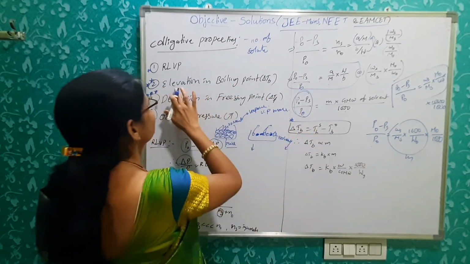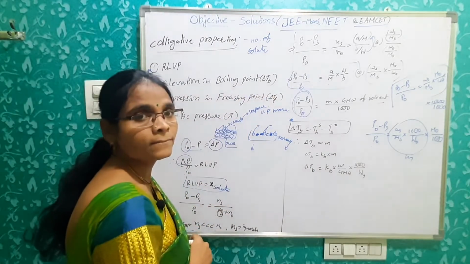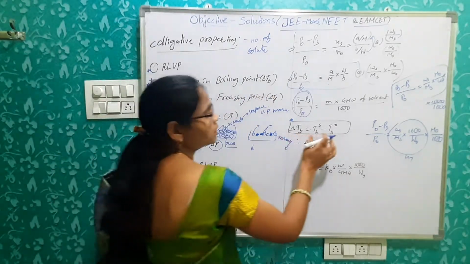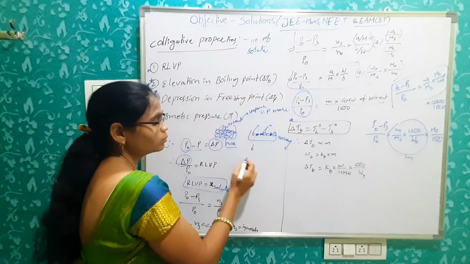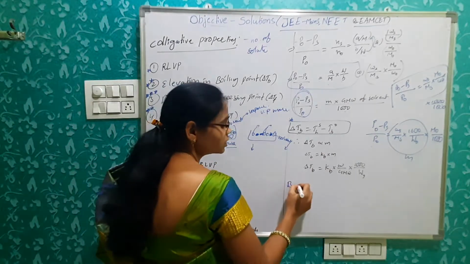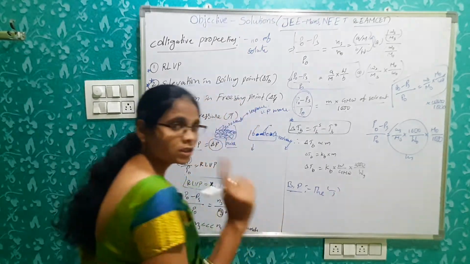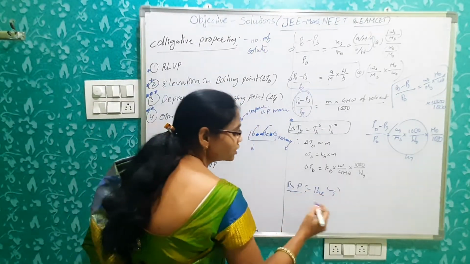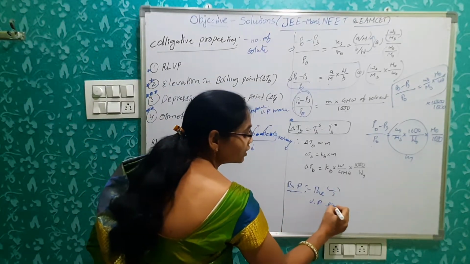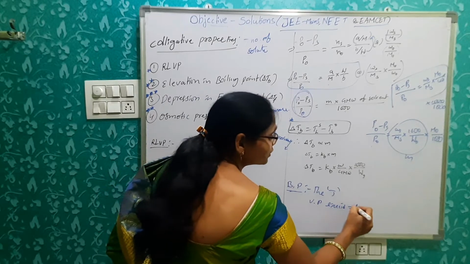Now, delta Tb, elevation in boiling point. Now listen to me. Elevation in the boiling point is related to the boiling point, so first of all, what is the boiling point? The boiling point is the temperature at which the vapor pressure of a liquid equals the atmospheric pressure.